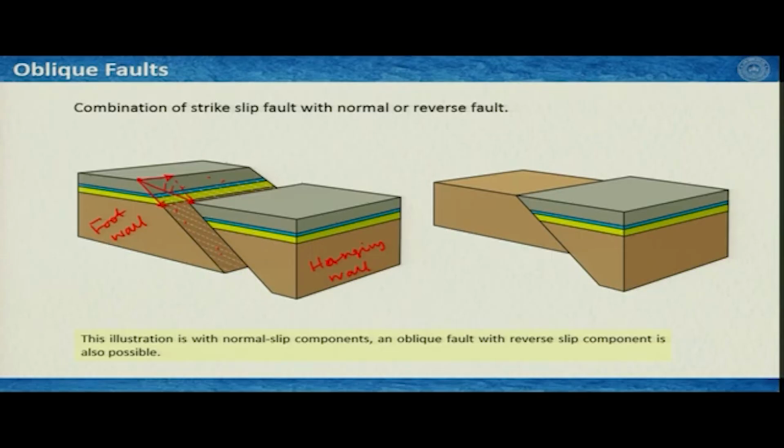And here we see if we can erode this topographic relief and also this side, then it appears like this, and we see that because it is a normal oblique fault.